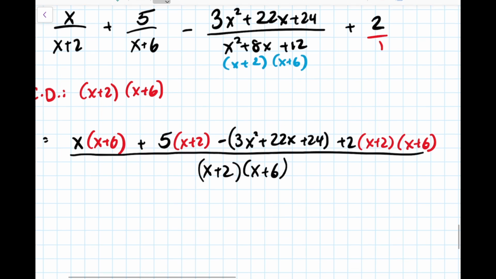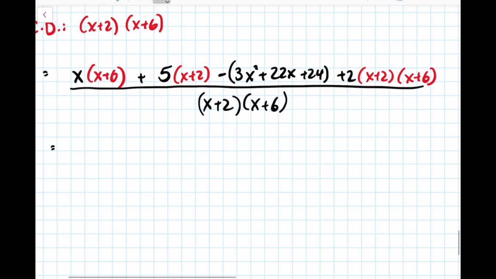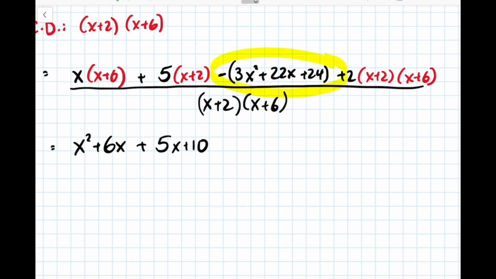All right, so we've got some multiplication to do. So x times x plus 6 is going to get me x squared plus 6x. 5 times x plus 2 is going to get me 5x plus 10. If we get rid of that bracket here, remember we're going to have to subtract everything. So this is going to become minus 3x squared minus 22x minus 24.